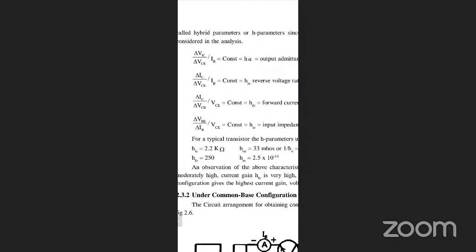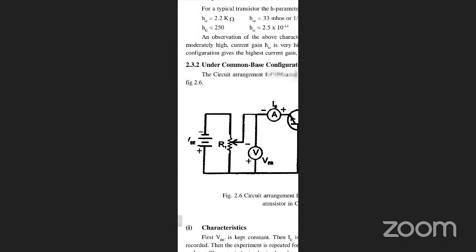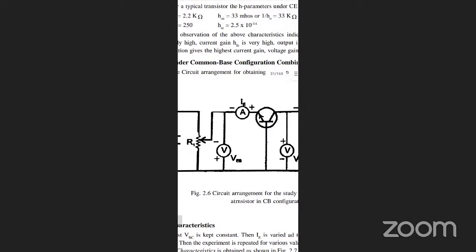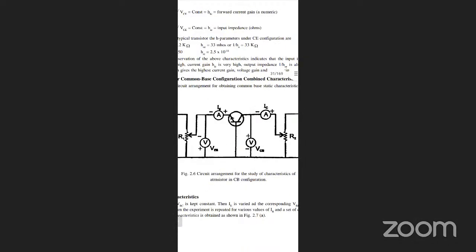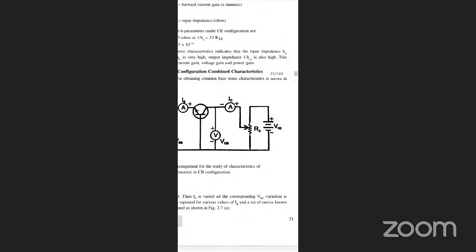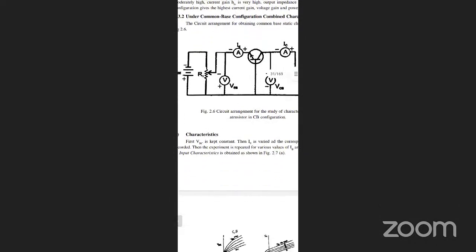Here the different terminals are denoted, delta VBE by delta IB and delta IC by delta VCE, like that. Here HFE, HRE, HIE. Next, under common base configuration, the base is common for input and output, and here we use voltmeters, ammeters, as well as resistors. There are two types. What are the characteristics? You can go for it.